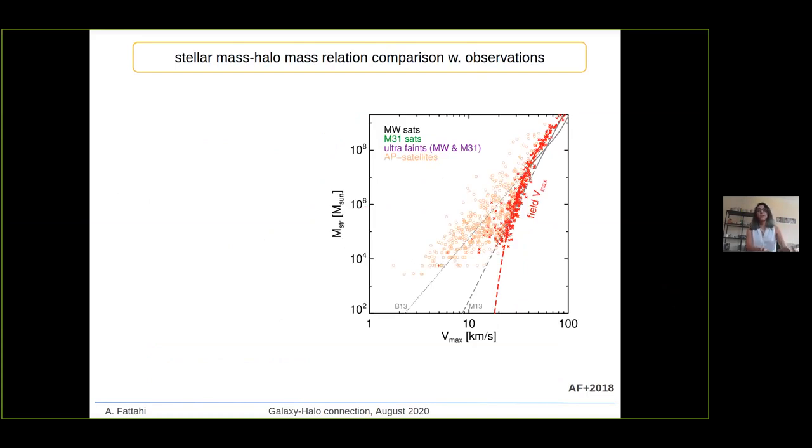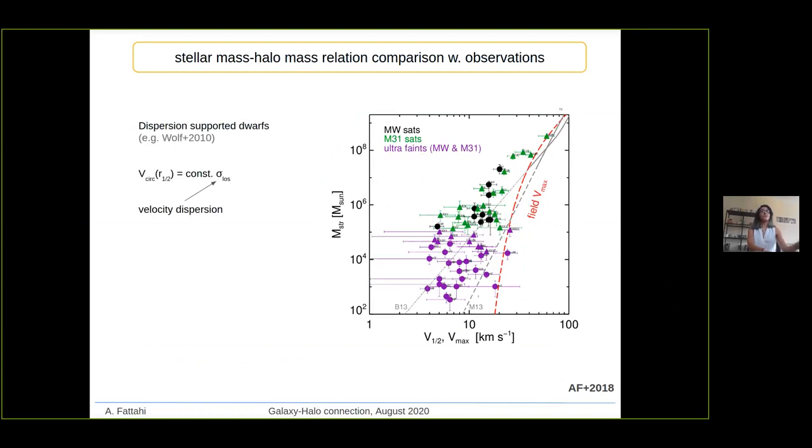That also adds another complication. This is the same stellar mass, halo mass, Vmax, for fields and satellites. But for observations, I'm going to be done in 30 seconds. Thanks, Yao. For observations, we don't observe Vmax. We observe the circular velocity at a given radius. In this case, for dispersion-supported systems, like most of the dwarfs we see in the Local Group, we can measure the circular velocity or enclosed mass at the half-light radius.